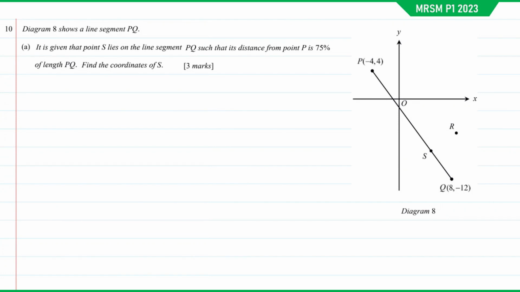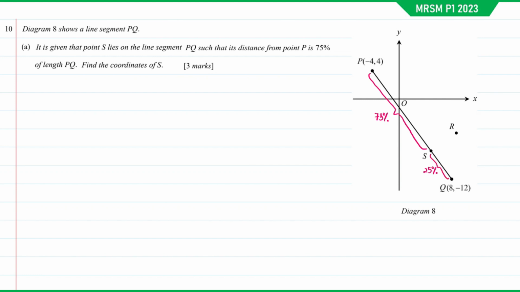Question number 10. Diagram 8 shows a line segment PQ. It is given that point S lies on the line segment PQ such that its distance from point P is 75% of the length PQ. Find the coordinates of S. If S from P is 75% of PQ, then S to Q will be 25%.